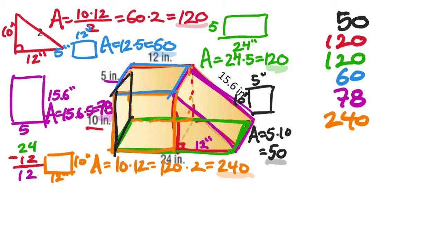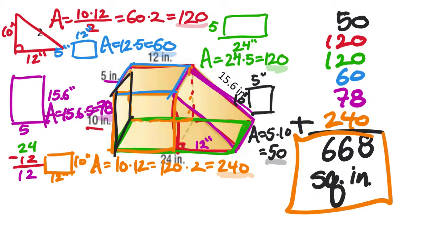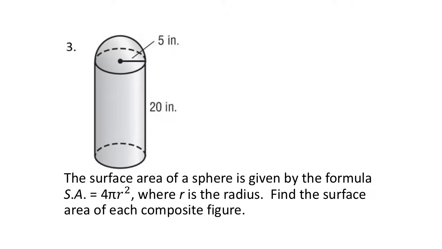So we need to add all these together to figure out the total surface area. And I'll try to do this on my calculator, but I try not to jack it up this time. So 50 plus 120 plus 120 plus 60 plus 78 plus 240. I get 668. But again, this is in square inches on this one. See how fun this is?